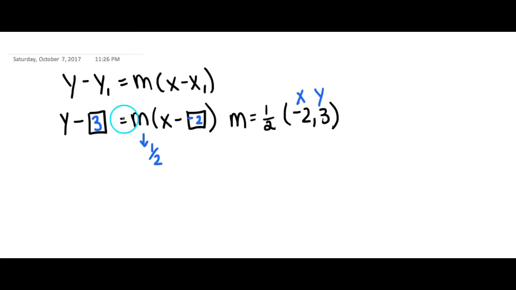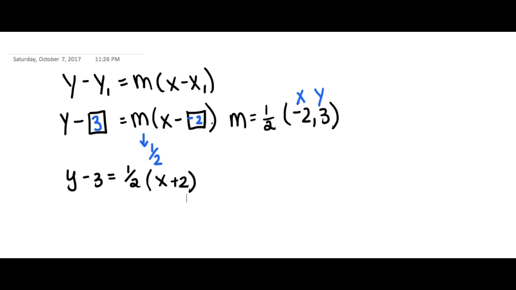Now, watch what happens when I rewrite it. It becomes y minus 3 equals 1/2 times the quantity x plus 2. And the reason it becomes that x plus 2 is because we have that 2 negative. So it's a minus a negative, which makes it a positive. And the coolest part when we graph this, all you have to do is graph that point, and then you just use your slope to navigate your way around the graph.